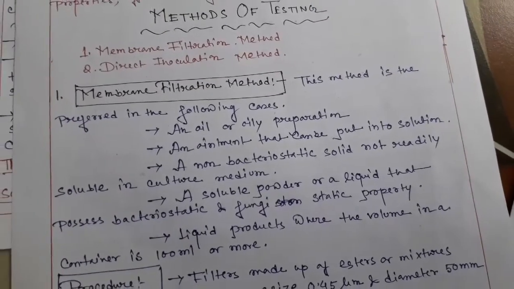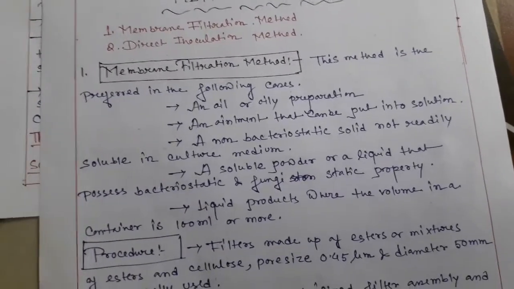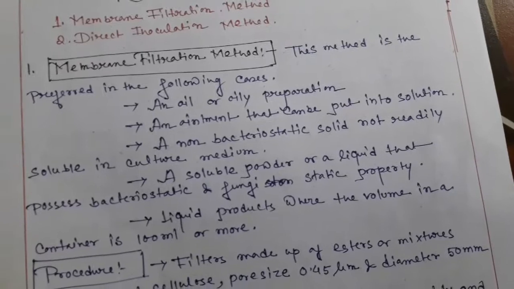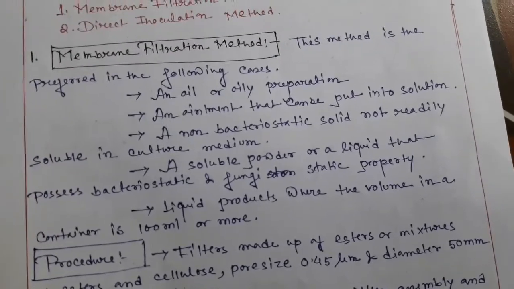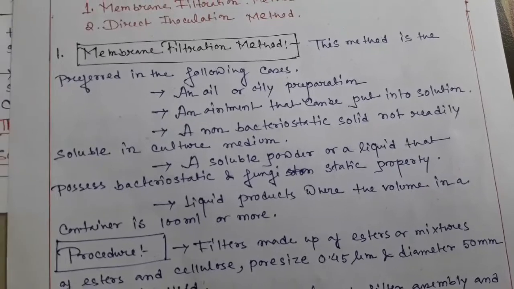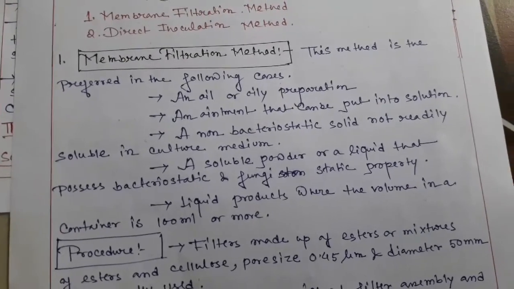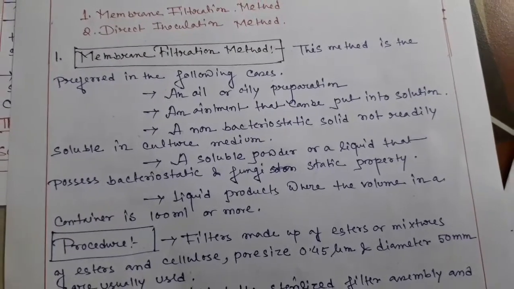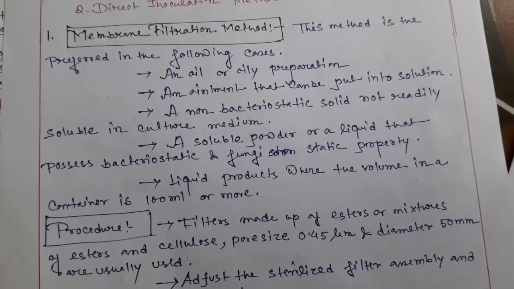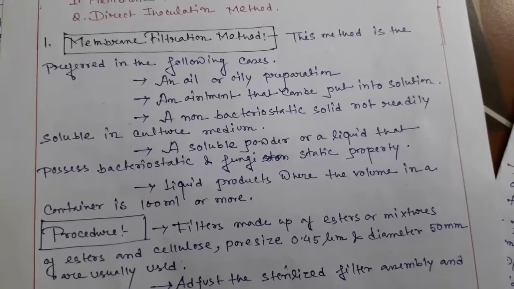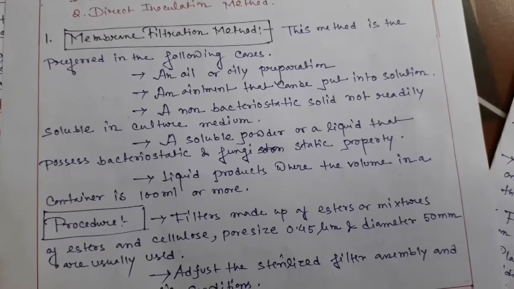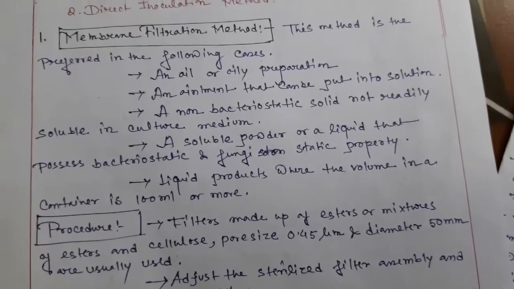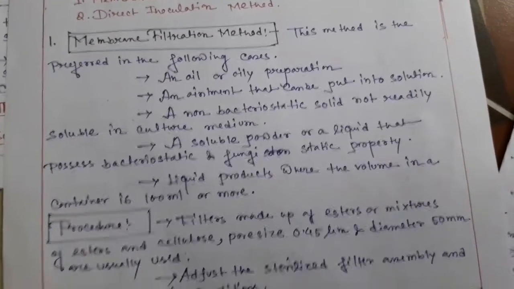This method is preferred in the following cases. Some cases are very important for choosing the membrane filtration method. Number one, an oil or oily preparation, or an ointment that can be put into solution. Next, a non-bacteriostatic solid not readily soluble in culture media, a soluble powder or a liquid that possesses bacteriostatic and fungistatic properties, and liquid products where the volume in a container is 100 ml or more. This type of situation depends on the membrane filtration method.